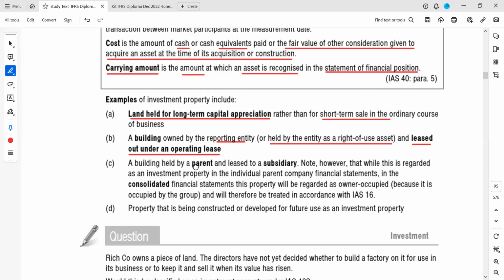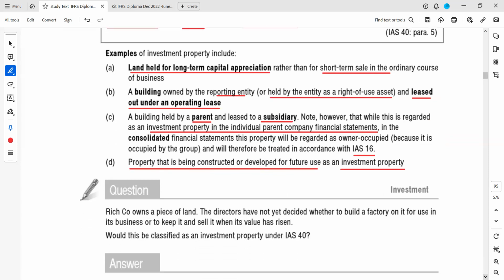A building which is held by a parent company and leased to a subsidiary is considered an investment property in the individual financial statements, not in the consolidated financial statements. In the consolidated financial statements, that would be an owner occupied property under IAS 16. As well, a property that is being constructed or developed for future use as an investment property is also investment property.